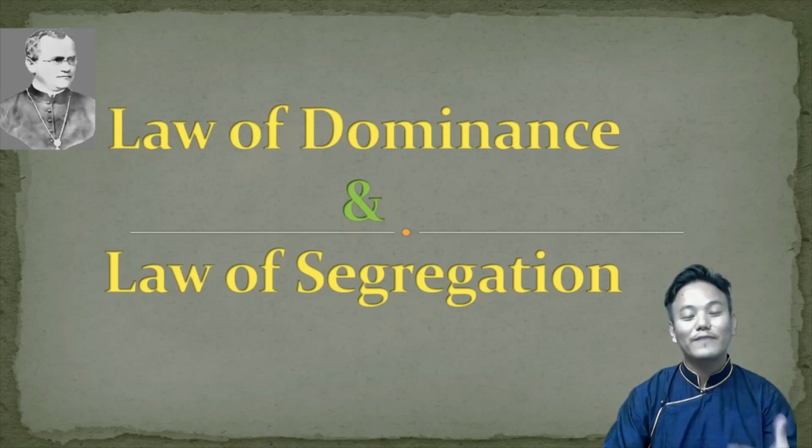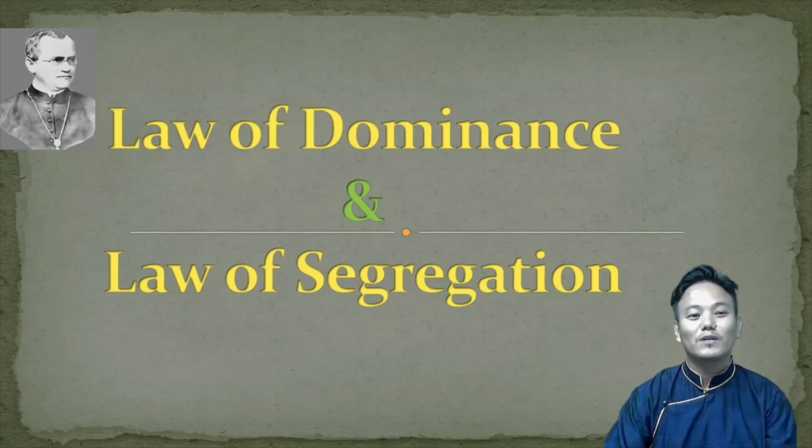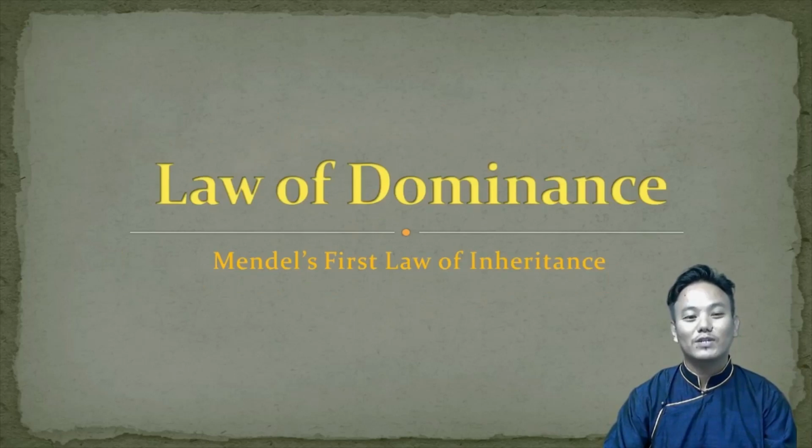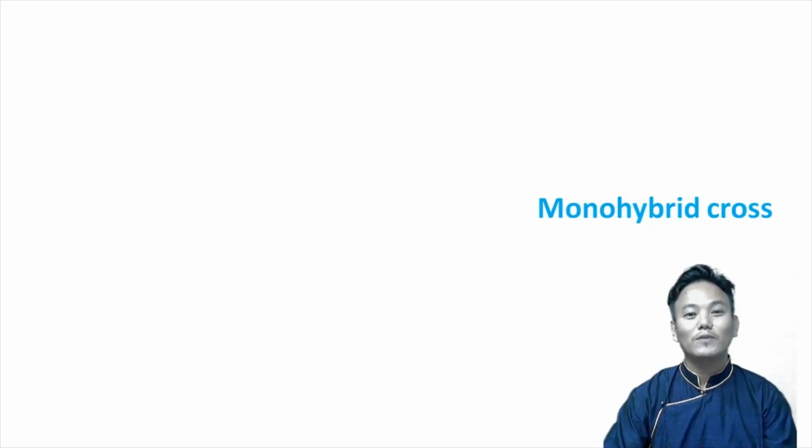Mendel in fact proposed a third law as well, the law of independent assortment, but that we have to discuss only after we learn about the dihybrid cross. So we will learn about the third law in later videos. So, the law of dominance and the law of segregation. The law of dominance is Mendel's first law of inheritance, and like I said, it is based upon the results of his monohybrid cross. So let's take a quick revision of Mendel's monohybrid cross.